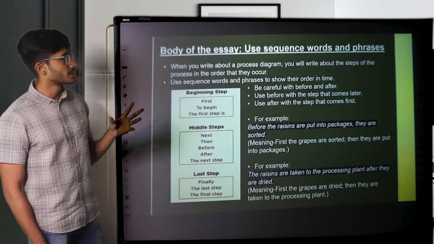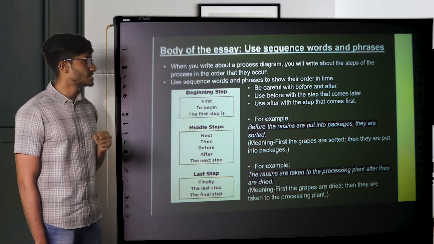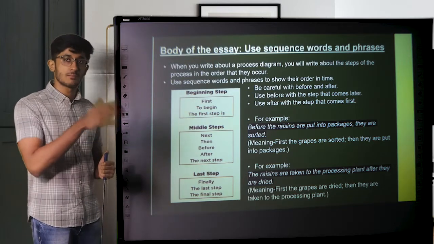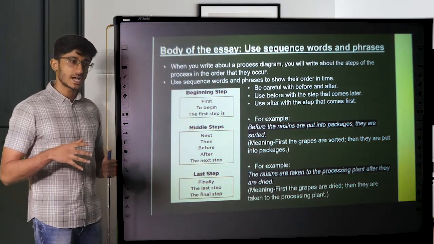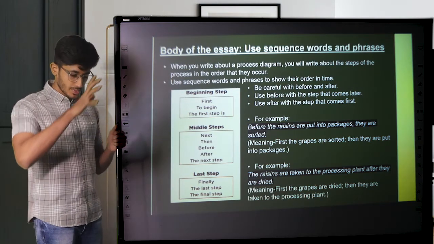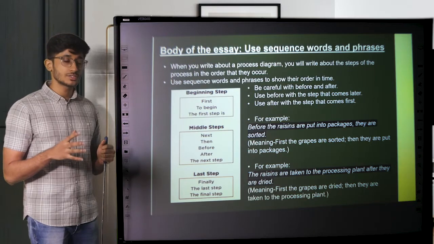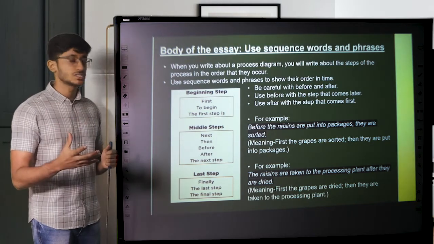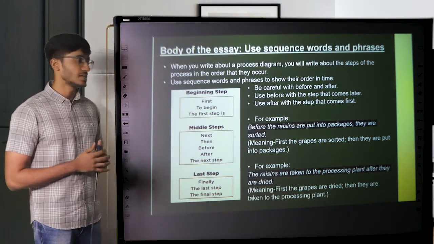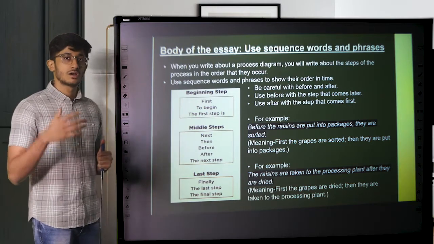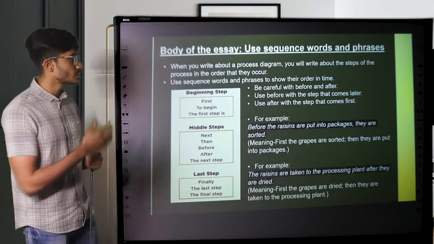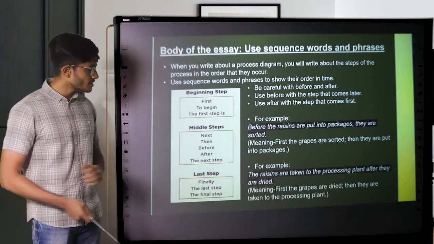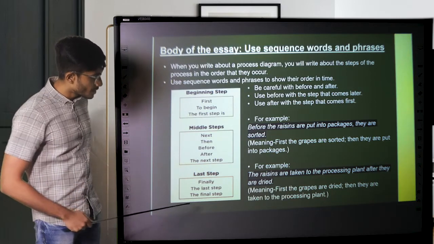The second element that I'm going to talk about is using sequence words and phrases. When you write about a process diagram, you will have to write about the steps, and steps come one after another. So in order to sound very comprehensive, and in order to make your write-up sound like it's talking about a process, you have to use sequential words or phrases that show which process comes after which one. That's why you have to use sequence words and phrases to show the order of the steps or the processes.